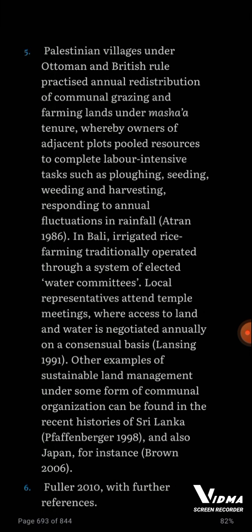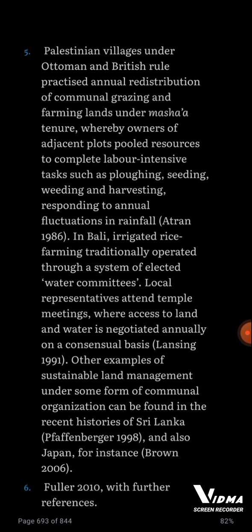Palestinian villages under Ottoman and British rule practiced annual redistribution of communal grazing and farming lands under Masha'a tenure, whereby owners of adjacent plots pooled resources to complete labor-intensive tasks such as ploughing, seeding, weeding, and harvesting, responding to annual fluctuations in rainfall, around 1986.